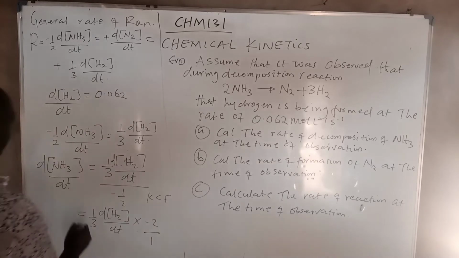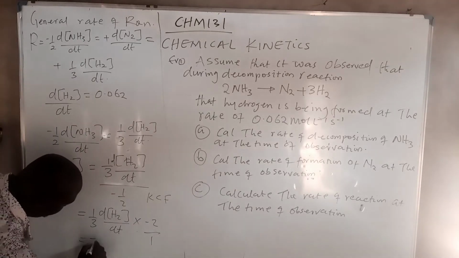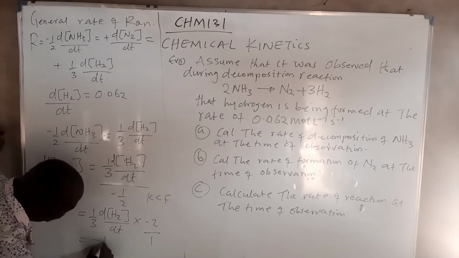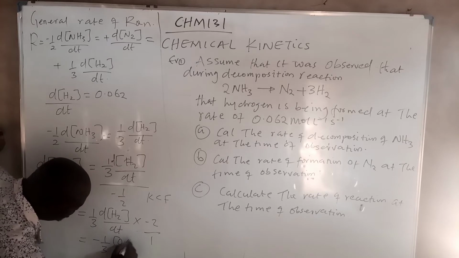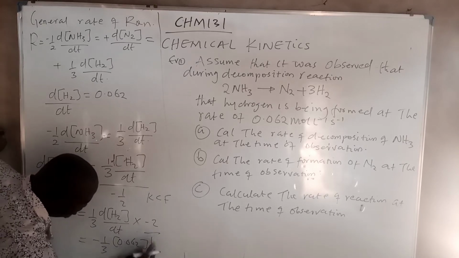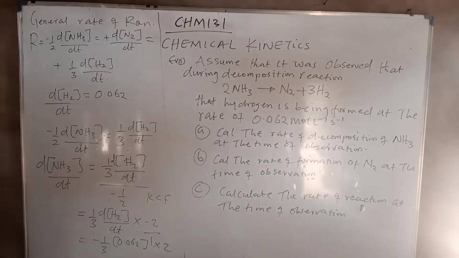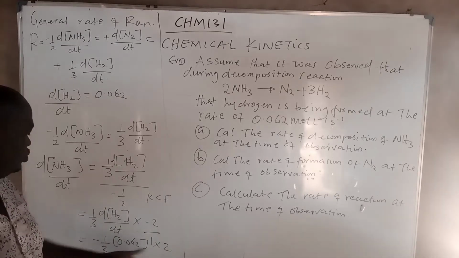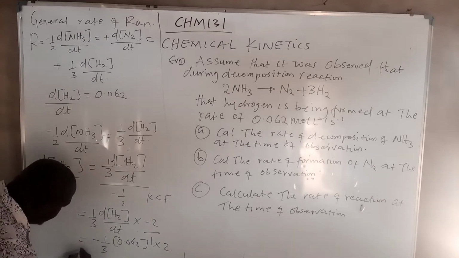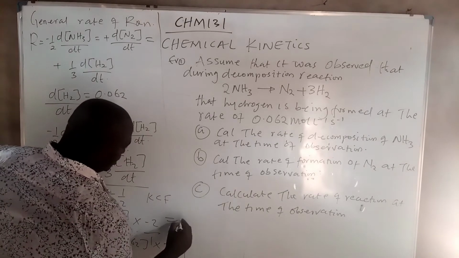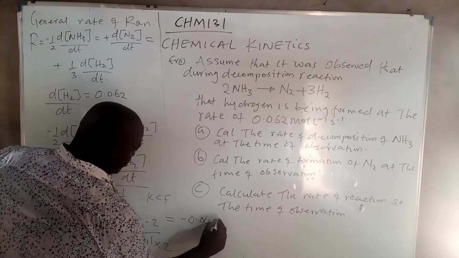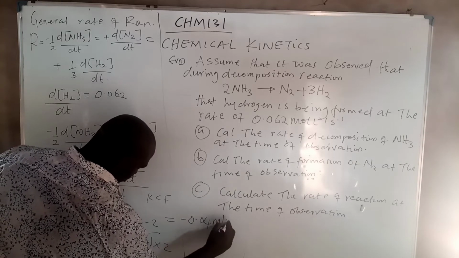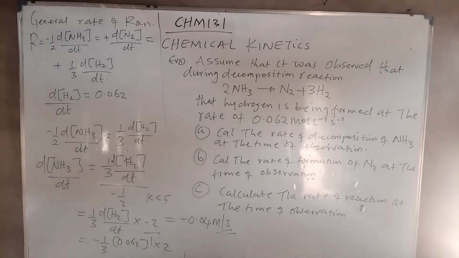So the one of hydrogen is, this is minus 1 all over 3, 0.062, right? So you times it by 2 and divide by 3. So if you punch minus 0.062 times 2 divided by 3, your answer should be minus 0.04. And remember, it is in molarity per second. So it's in molarity per second.